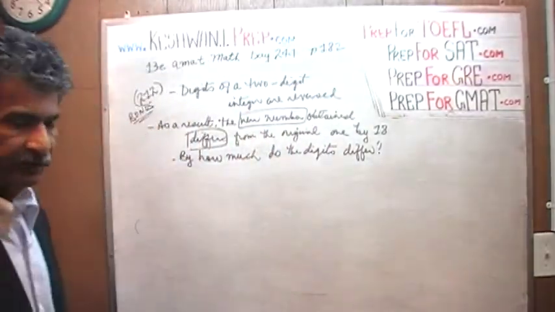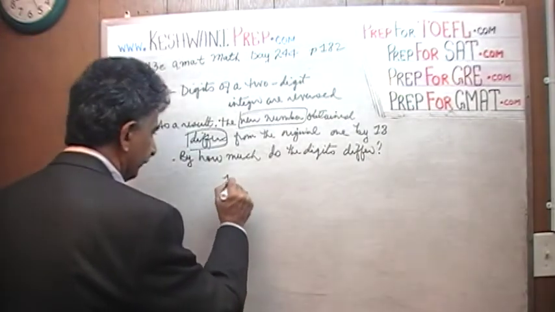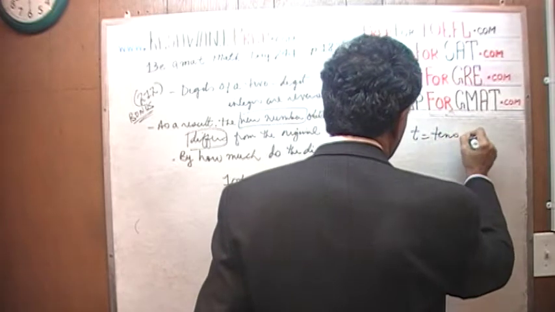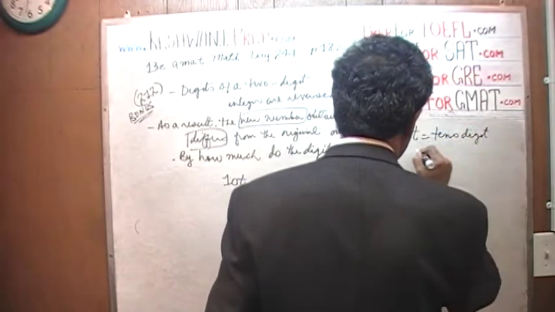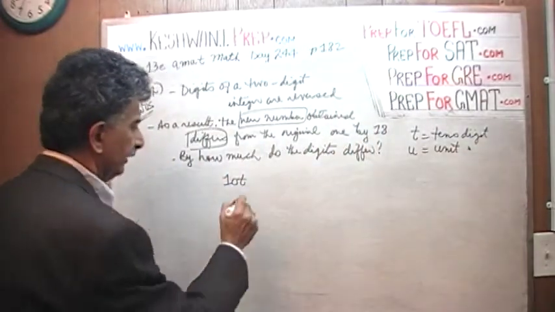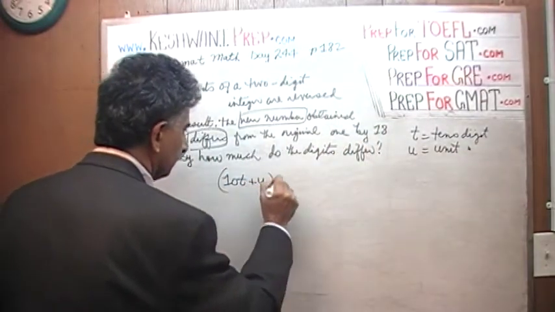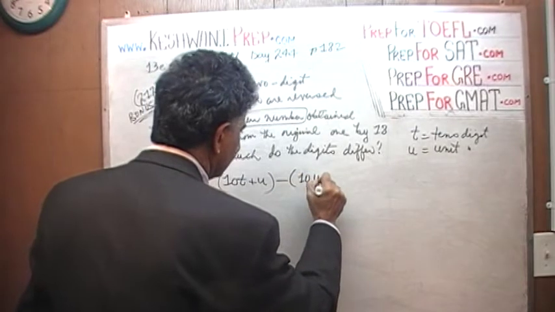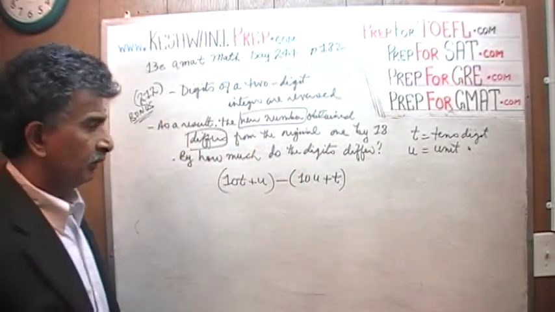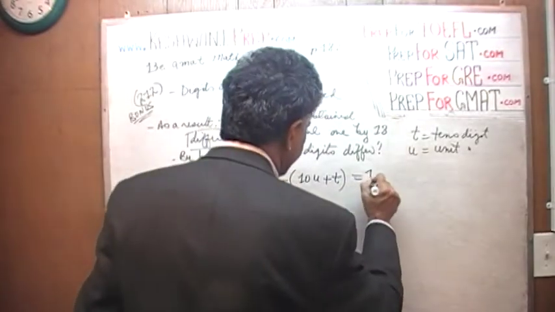Just like yesterday, we have 10 times t, which is our ten's digit, and u, which will represent our unit digit. So 10 times t plus u, minus 10 times u plus t, original number minus the new number, and we are told that differs by 18.